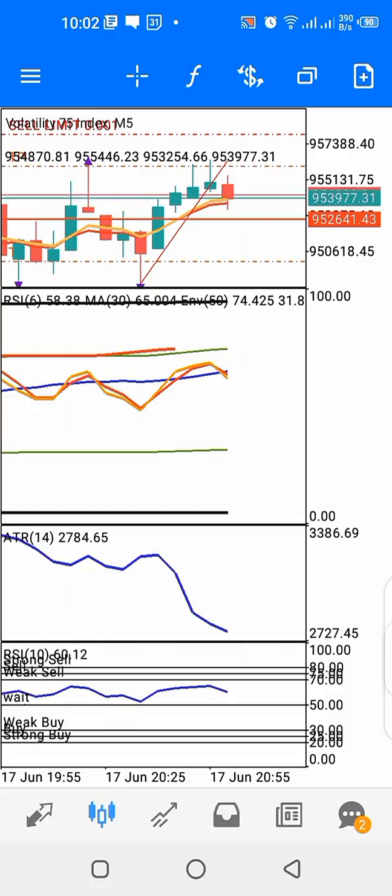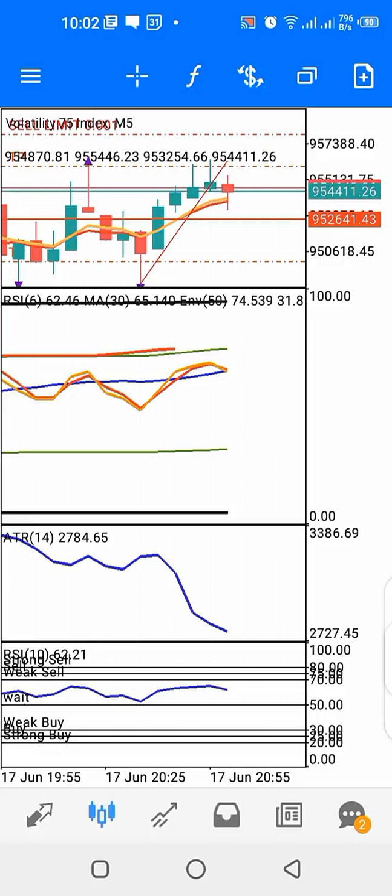So what I'm going to do is wait patiently and let price come to my trade entry level, which is around 952,641.43. Currently I have a breakout, but I do not want a fake out. A fake out occurs when you have a breakout but price reverses almost immediately, leaving your trade hanging without profit, now creating a drawdown on your account.